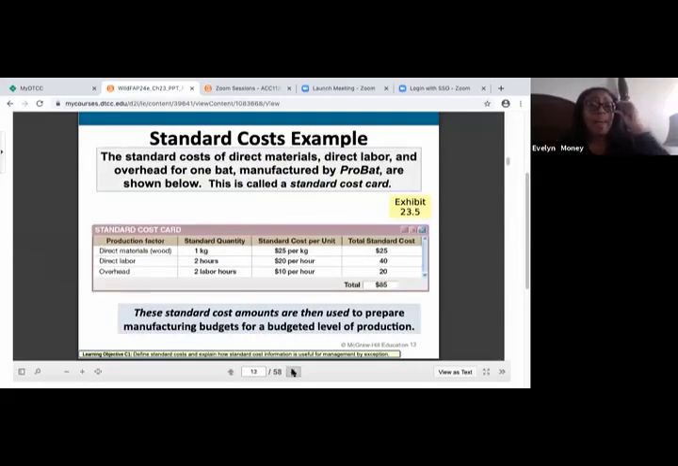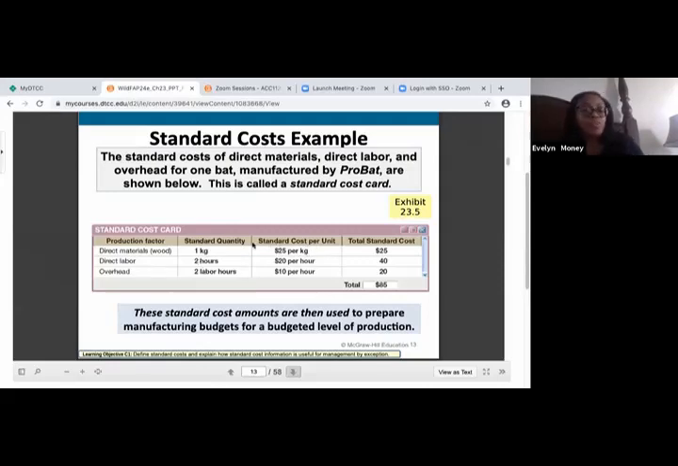So here we have an example of a standard cost card. I was about to say, I don't know what we're making, but we're making bets. And in this example, of course, in order to make the bets, we need materials, labor, and overhead. There's a standard amount of materials that we need. There's a standard amount of hours. So this is how long it takes our employees to make one bet. And overhead is applied using labor hours. So we're using the same number here.